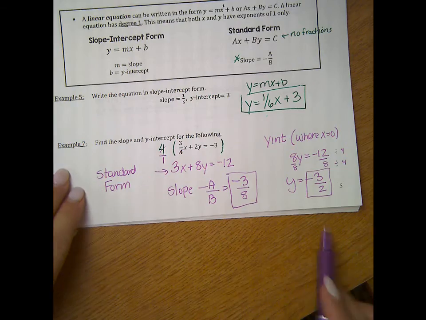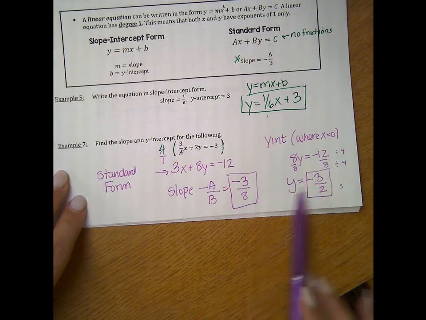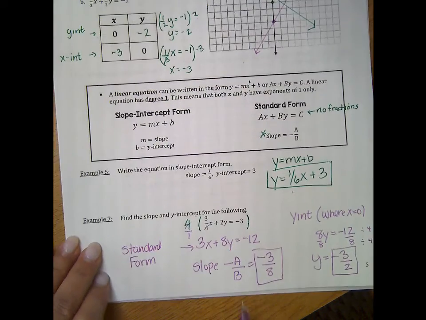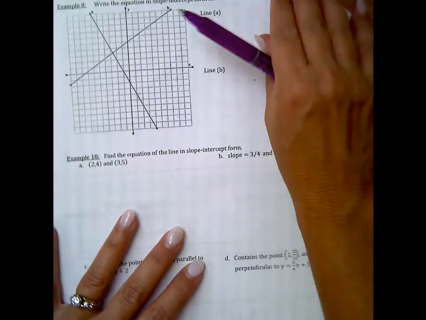So make sure when you're finding these things that you show your work. Make sure you really understand. If you don't, pause the video and go back. Try it by yourself. Okay, flipping on over. Write the equation in slope-intercept form of each line.